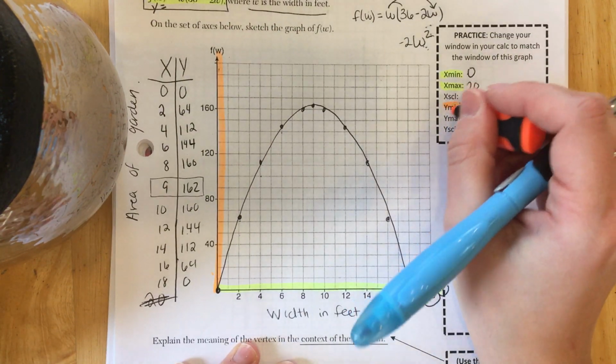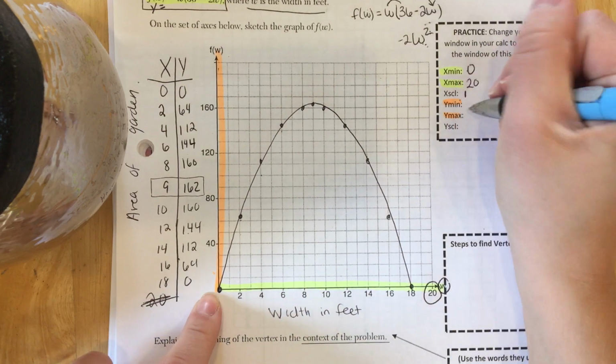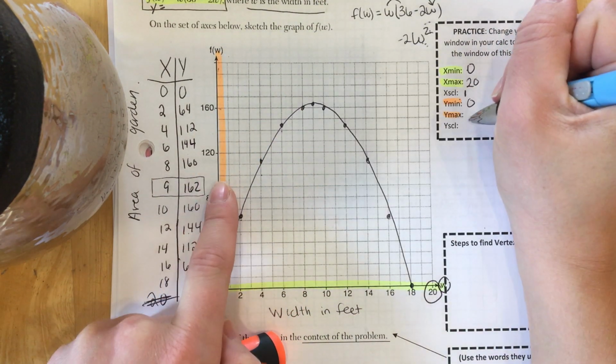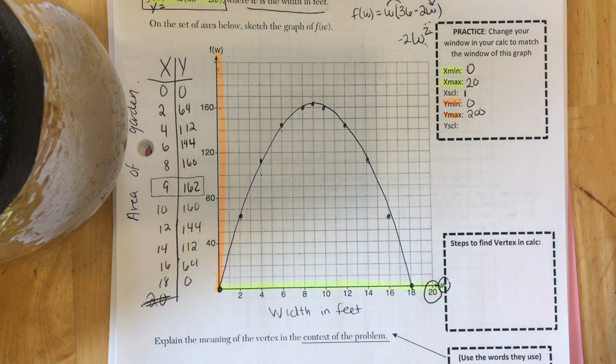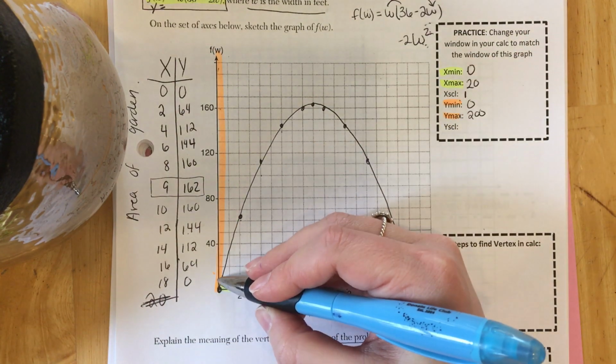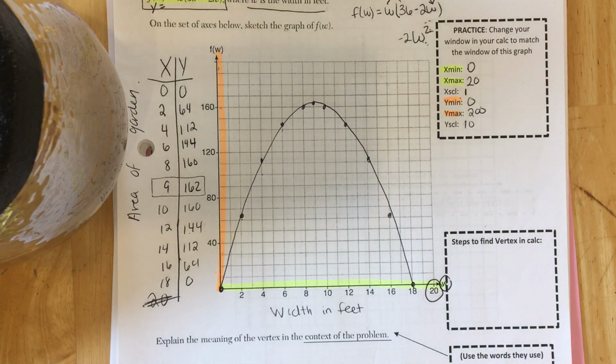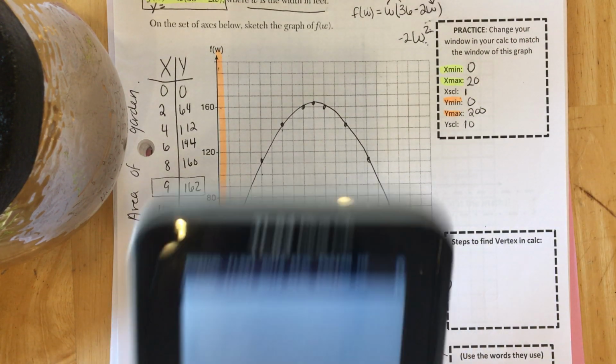So that's my Y. Starts at 0, goes all the way up to, what would that be, 200? And the scale, what is each box representing? It's going up by tens. All right, so I'm gonna change my window to match that.